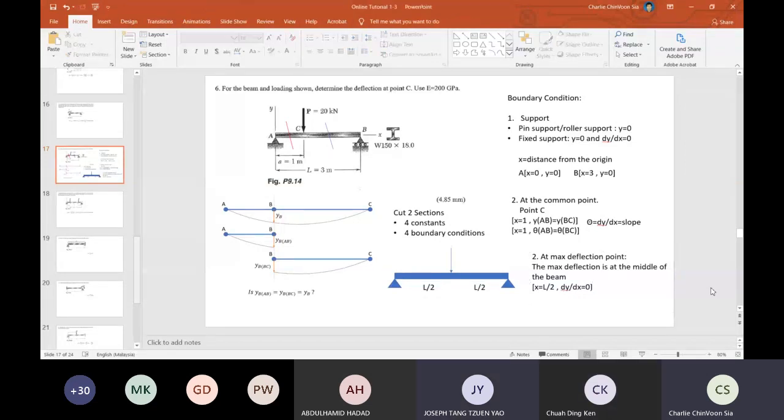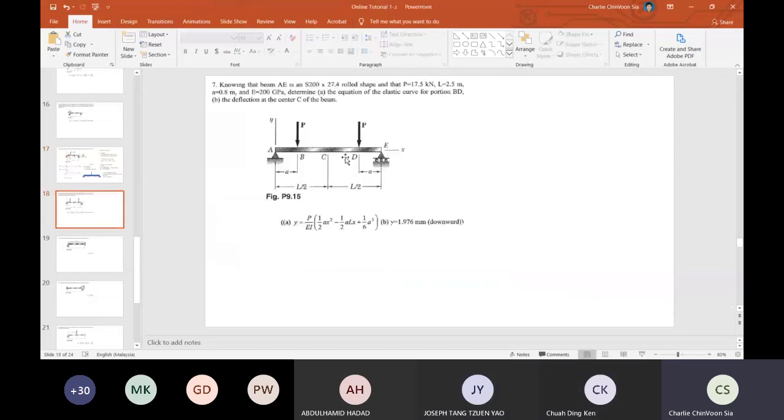Yeah, like this. So this maximum deflection point condition can only be applied if you know that particular point will have a maximum deflection. Not all questions will have a maximum deflection at the center. It's only applied for the symmetrical beam, for example, for this question. If you cut it in half at the middle, left equals right, so we know that the maximum deflection is at point C.